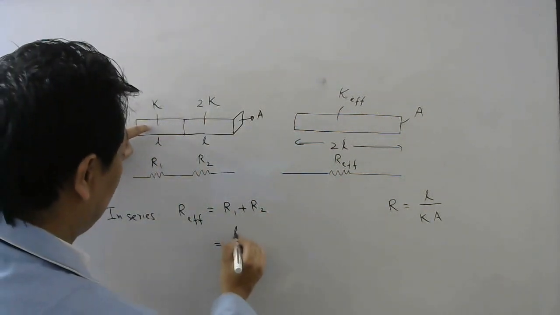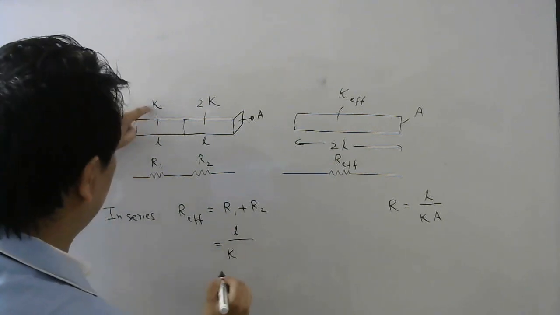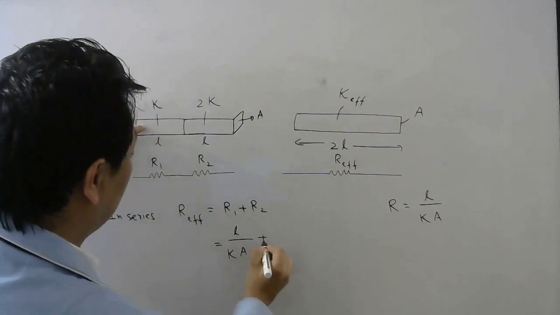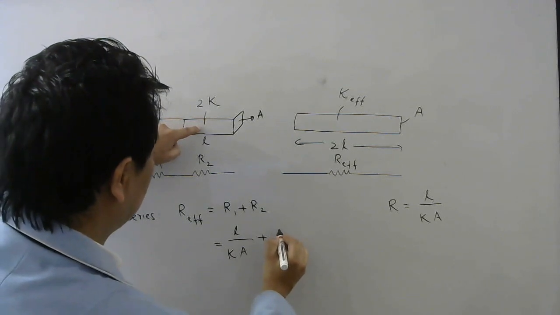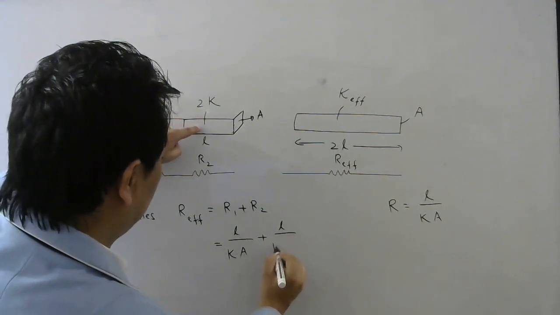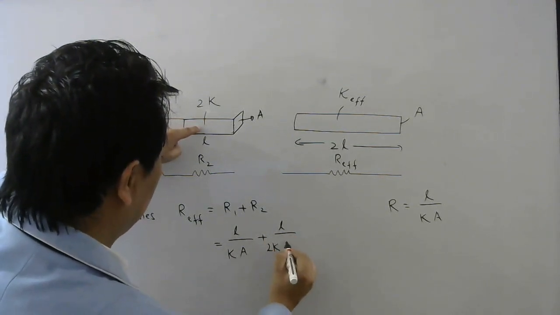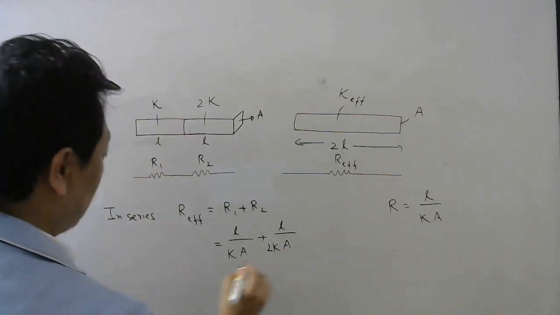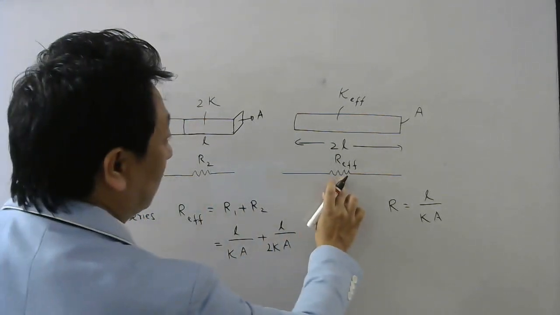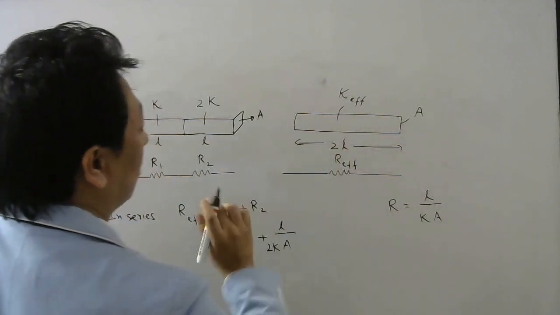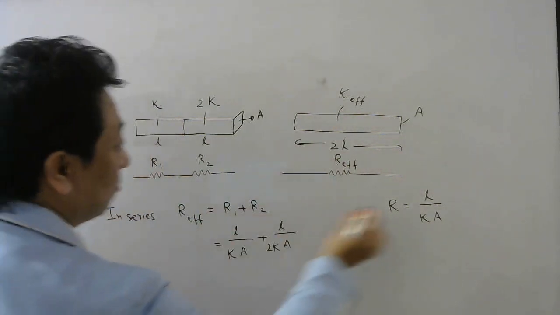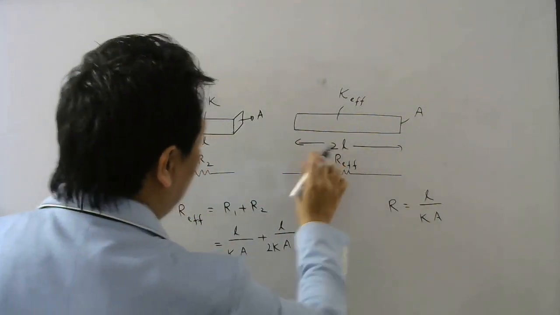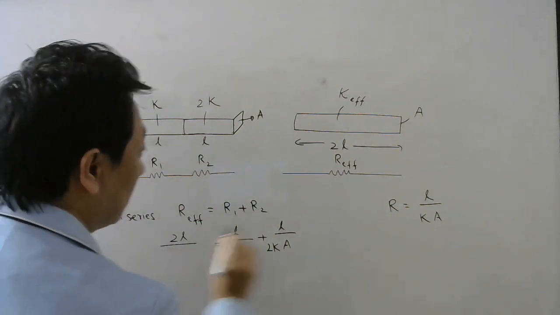So, the length is L, thermal conductivity is K, area is A. What about this rod? Length is L only, thermal conductivity is 2K, remember, area is same, A. And what is the effective resistance of this effective rod? So, this will be L. What is the length of this rod? Remember, 2L divided by K.